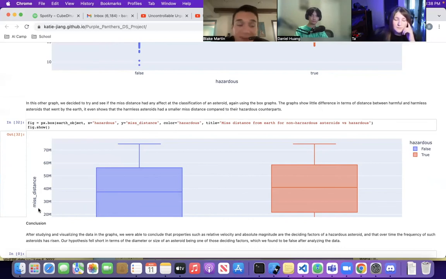And after studying and visualizing the data in the graphs, we were able to conclude that properties such as relative velocity and absolute magnitude are the deciding factors of a hazardous asteroid, and that over time, the frequency of such asteroids has risen. Our hypothesis fell short in terms of the diameter or size of an asteroid being one of these deciding factors, which we found to be false after analyzing the data.